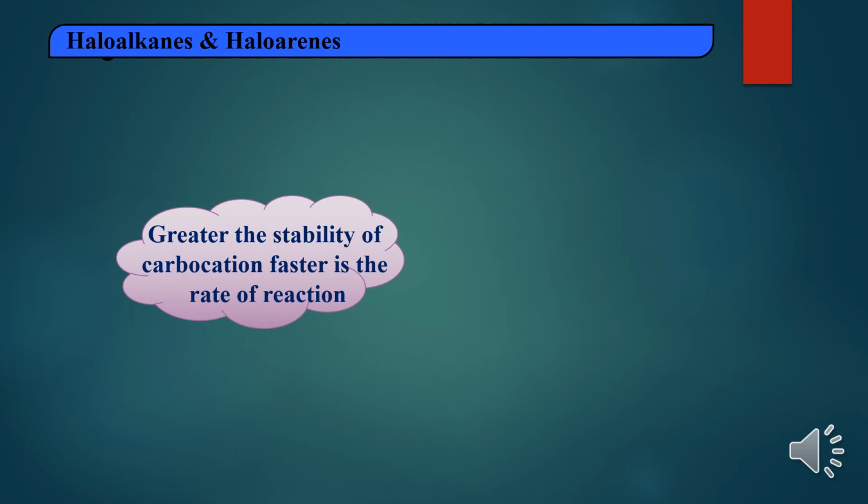Here, the greater the stability of the carbocation, the faster is the rate of reaction. Now, which carbocation has more stability? Tertiary carbocations are more stable than secondary, then primary, then methyl carbocation. So if the stability is more, then the reaction will be faster.